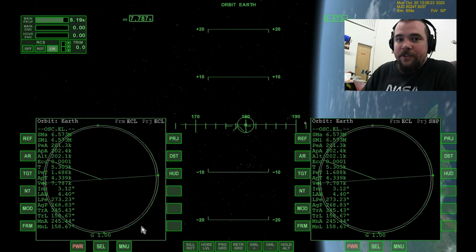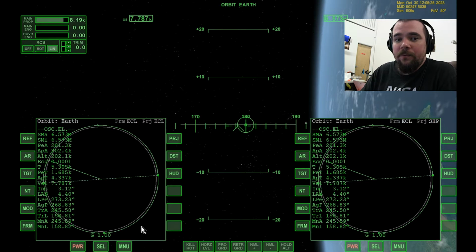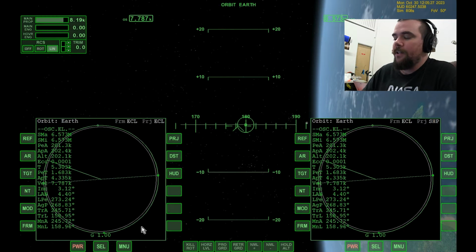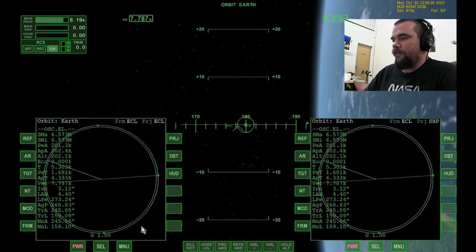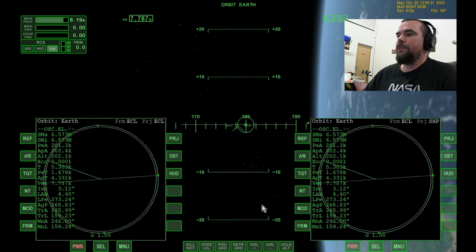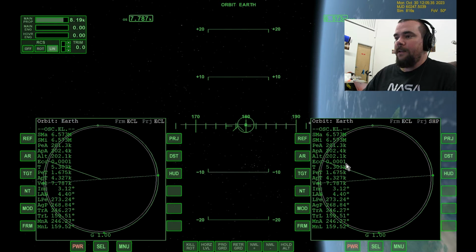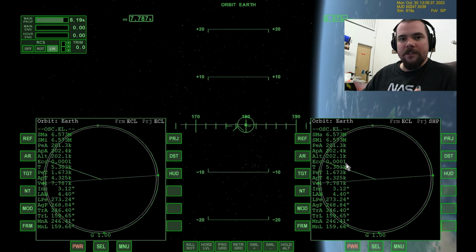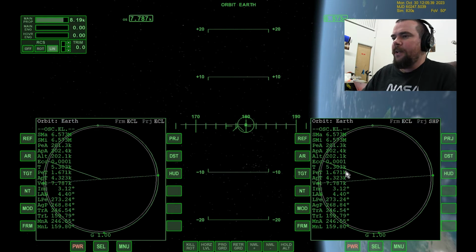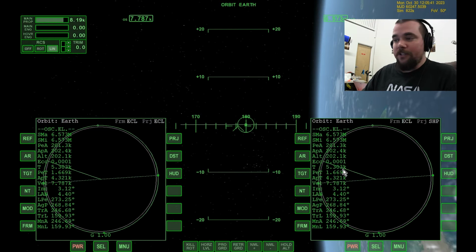All right, guys. For this next part of the video, I want to rendezvous with the International Space Station. I've made some adjustments here. I've changed my orbit back to a reasonable low Earth orbit, so we're similar to where the space station's at. And I just want to go through each of the steps to rendezvous with the space station.